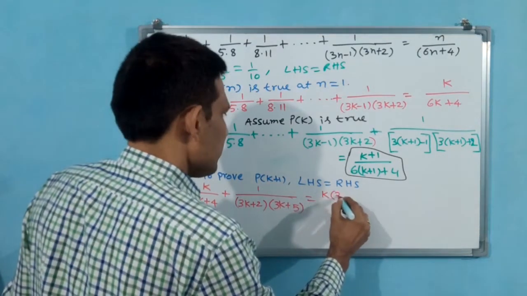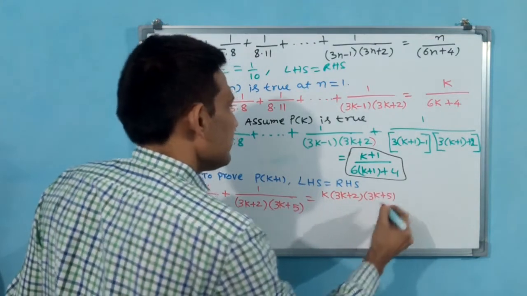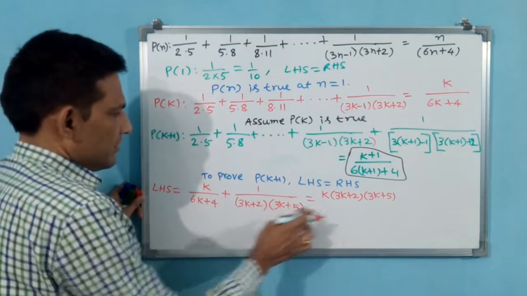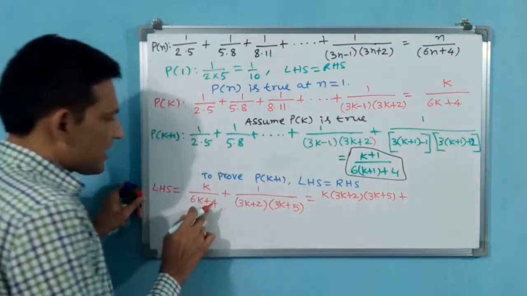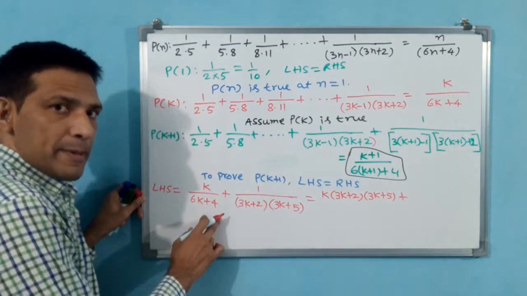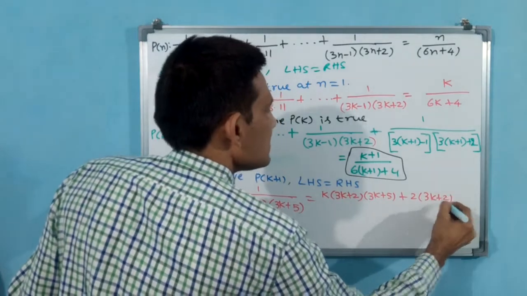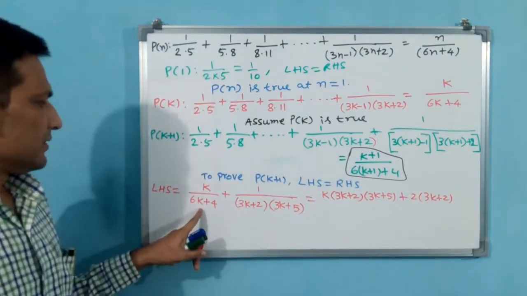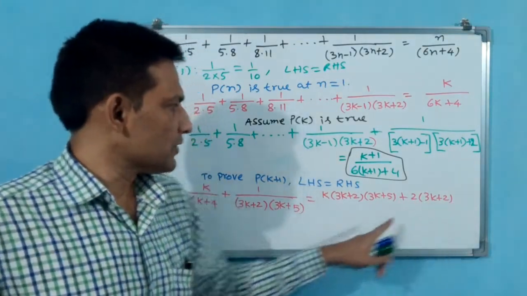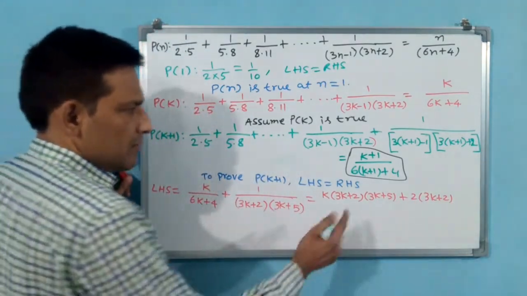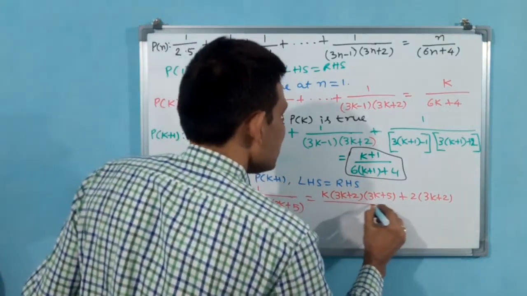K into 3k plus 2, 3k plus 5, into k. This one into k plus 6k into plus. Now here what I am doing, you see, 2 into 3k plus 2. Is it correct? 6k plus 4 only will come. You see, 2 into 3, 6, 2 into 2, 4. 6k plus 4. Why? Because 3k plus 2 common we can take afterward. That's what I have made this.